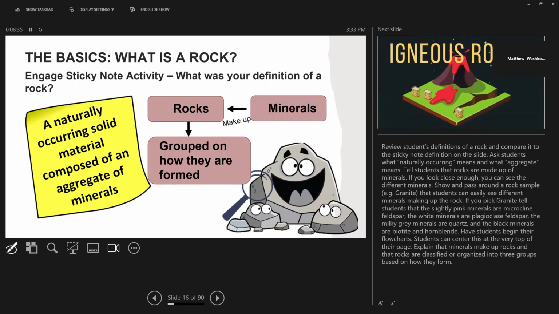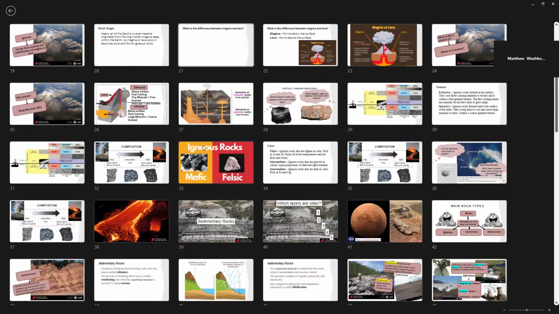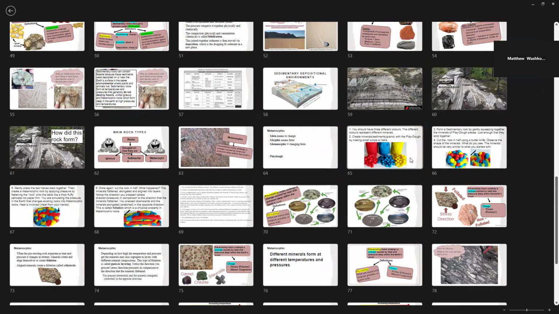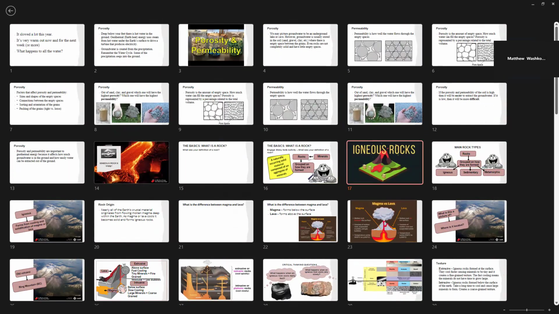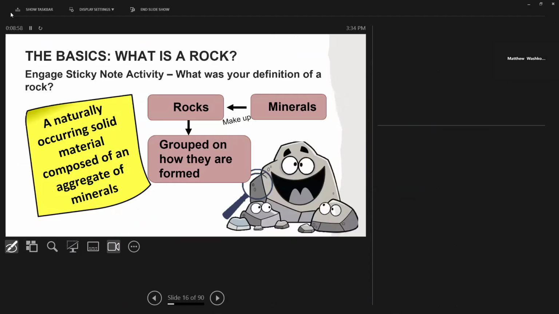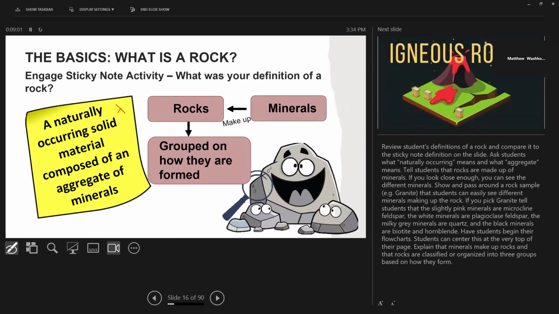You don't need to write that down, but you do need to write down this giant chart. I believe you were given this giant chart in your printed documents. I'll show you a picture of what it's all going to look like here. I will include a picture somewhere above this, so it's not blindsiding you guys. So rocks are grouped on how they're formed, but minerals make up rocks.